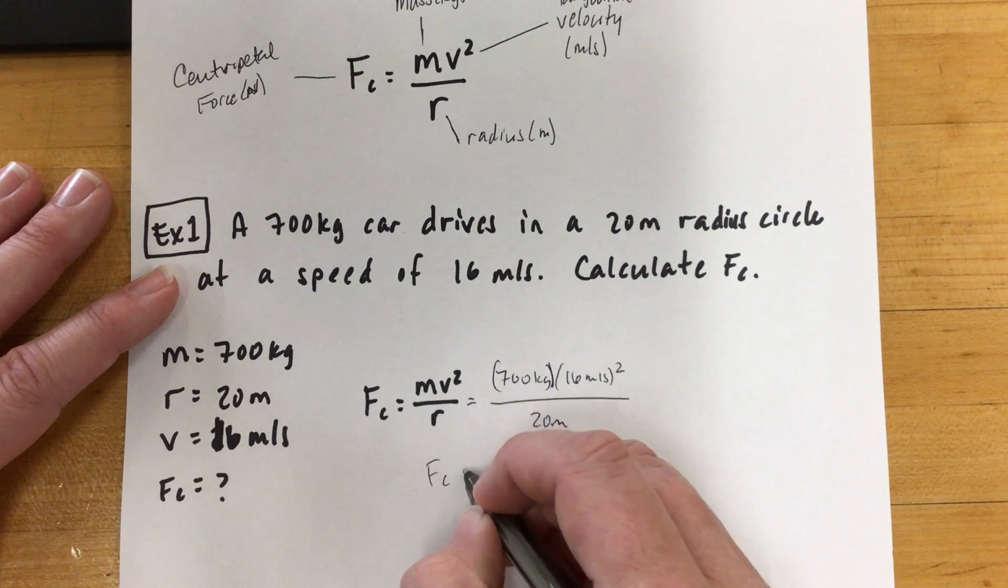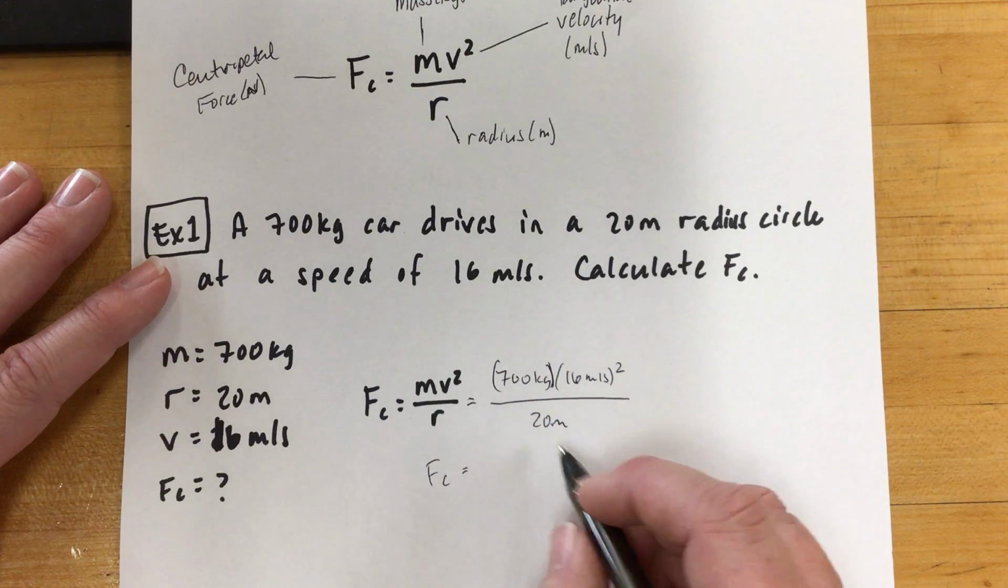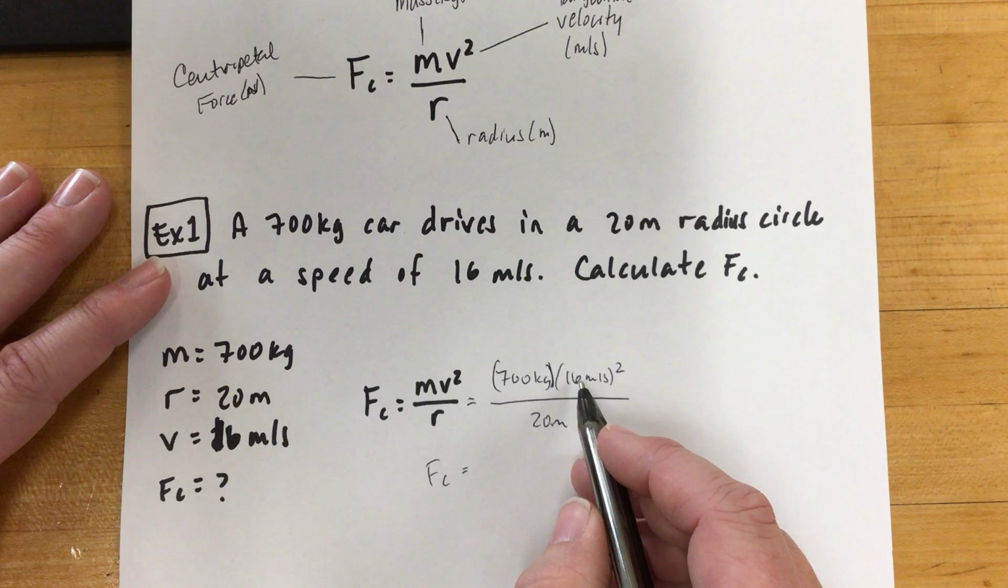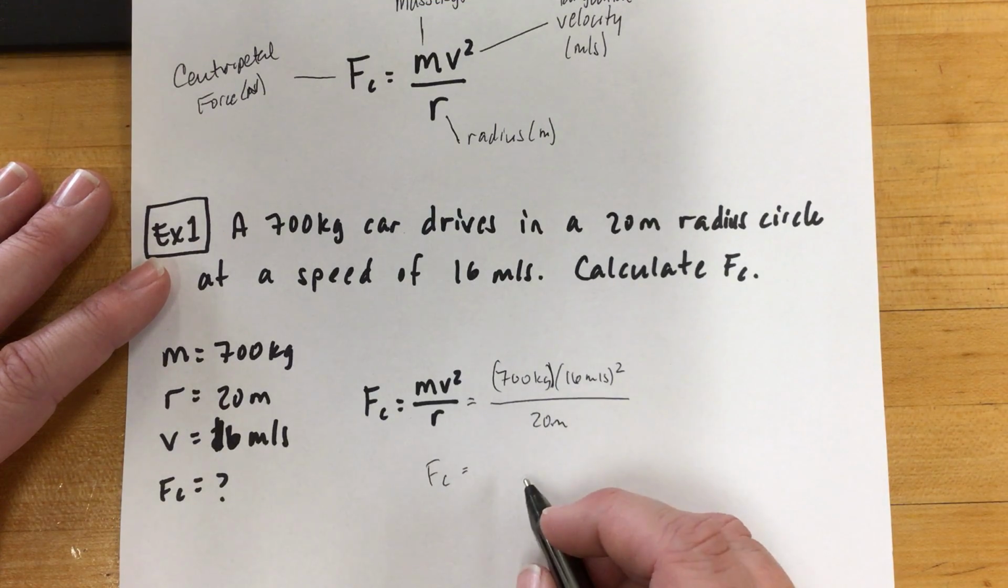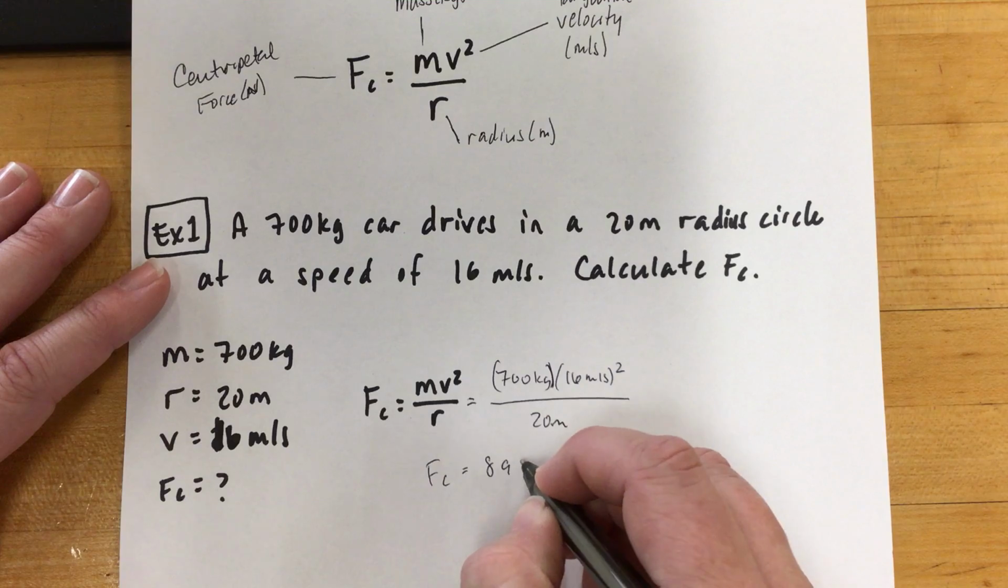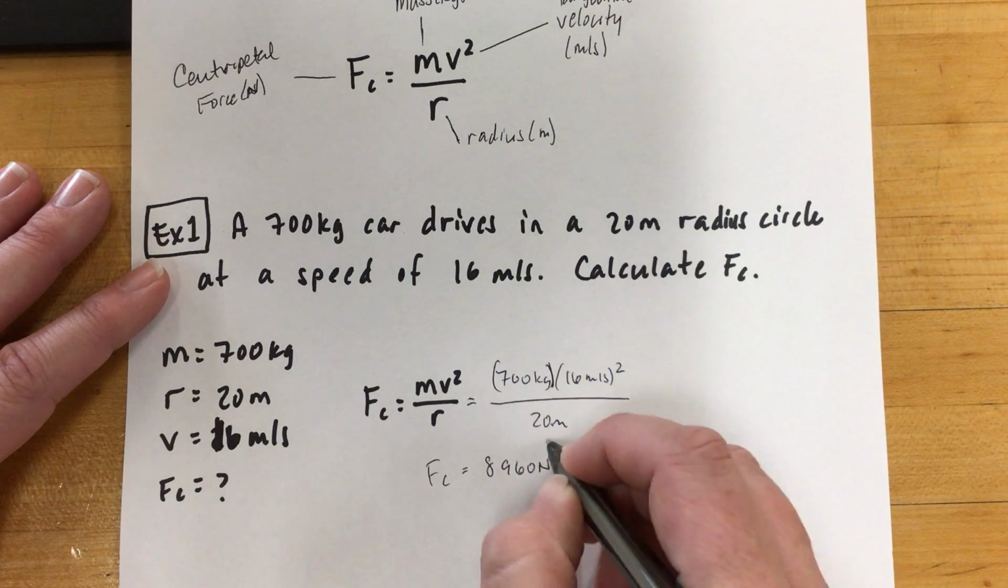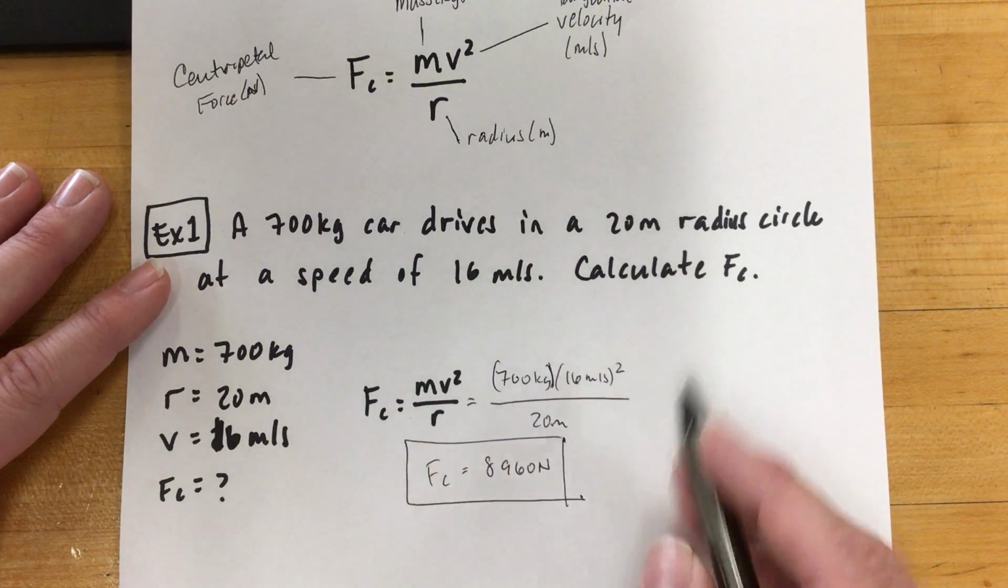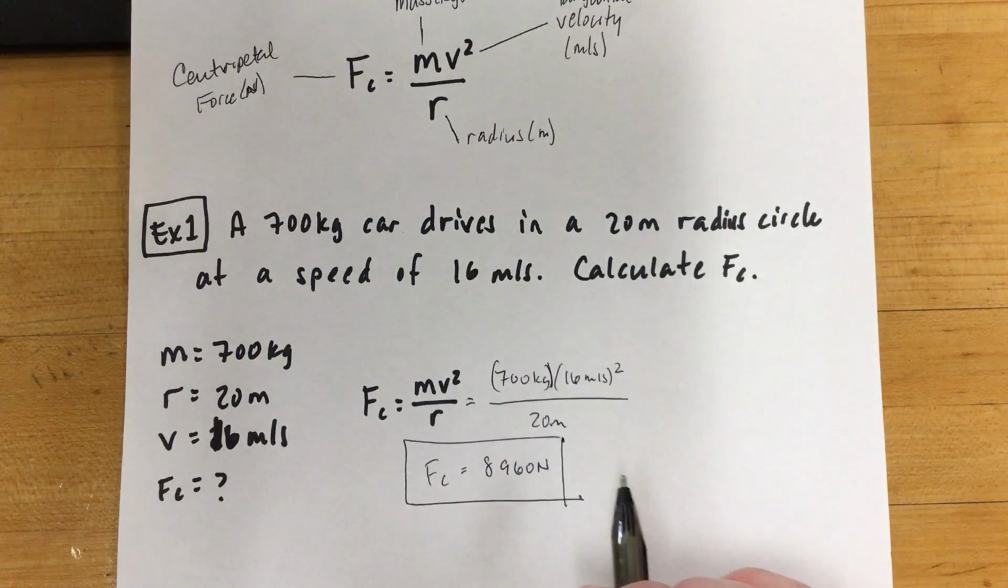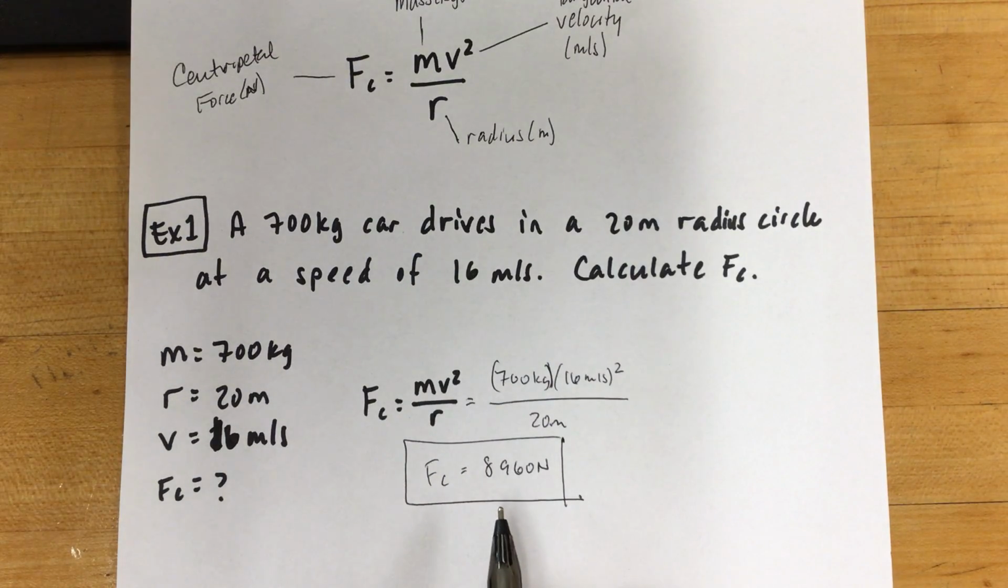And when we do that, we take 700 times 16 squared divided by 20, and we get 8,960 newtons. That would be our centripetal force. In this case, we would have friction providing that, keeping the car from flying off the track.